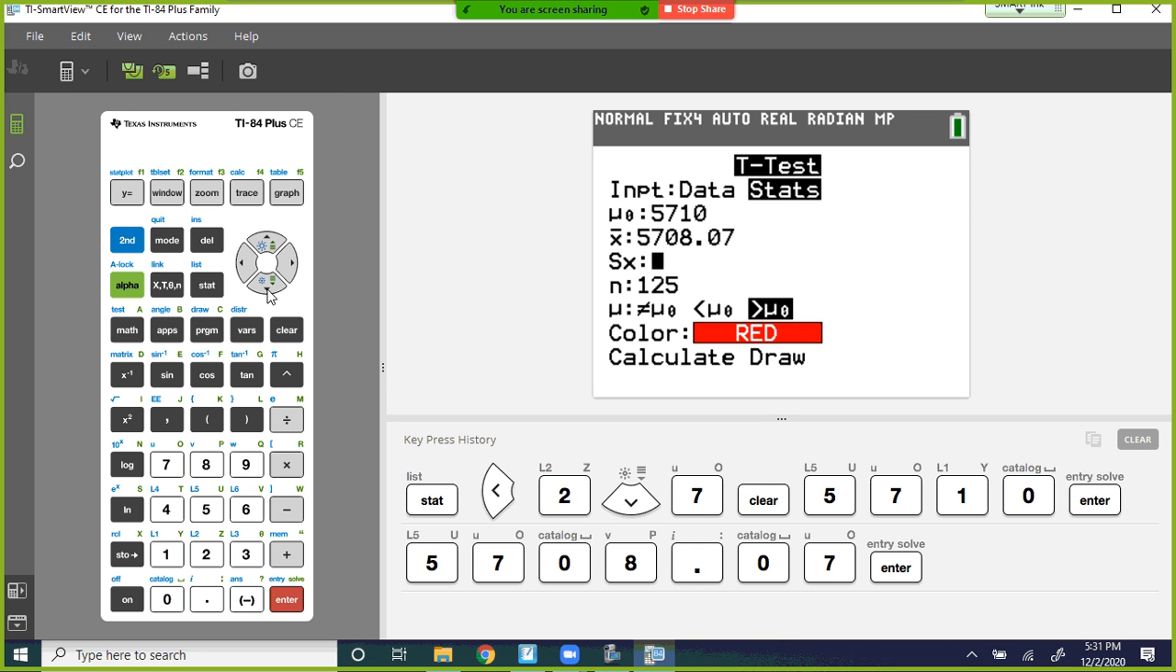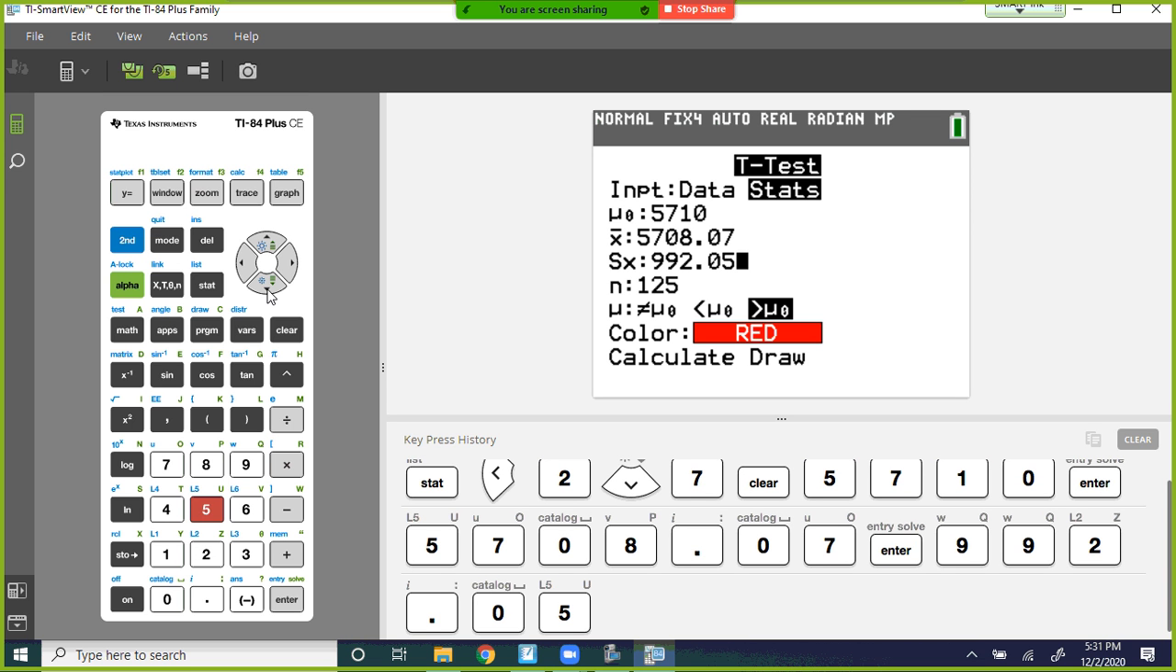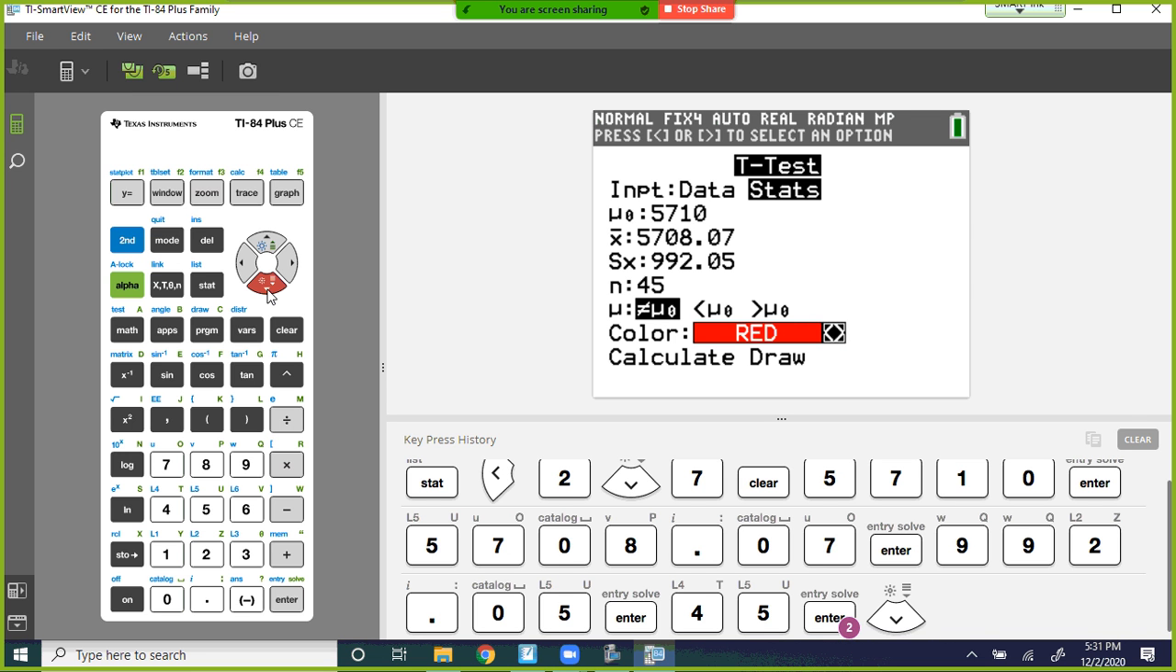5708.07. And then the standard deviation of the mean sample was 992.05. And then how many were in our sample? Well, there's 45 of them, right? Now, from here, we've got two-tail, left or right, okay? And this happens to be a two-tail, all right? So now we just go down to calculate.